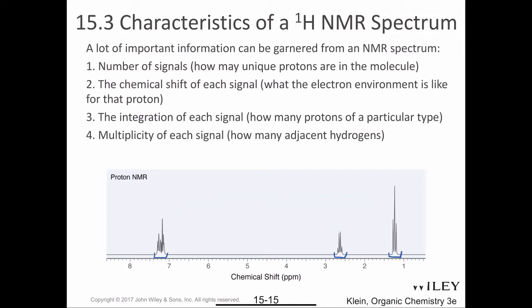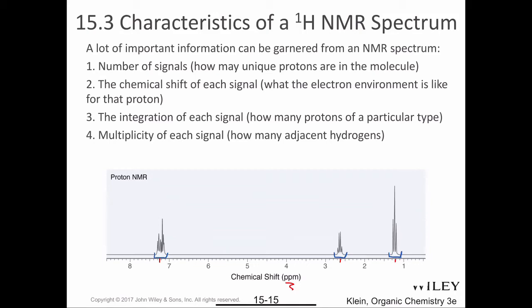The next piece of information that we can get from the NMR spectrum is the chemical shift of each signal. What that tells us is what the electron environment is like for that proton. The chemical shift is reported in ppm, which stands for parts per million. I have one set of signals around 7.2 parts per million, another signal around 2.6 parts per million, and a signal down here around 1.2 parts per million.